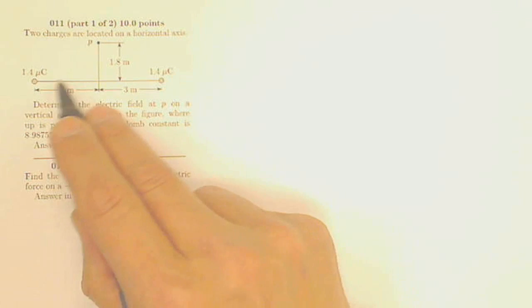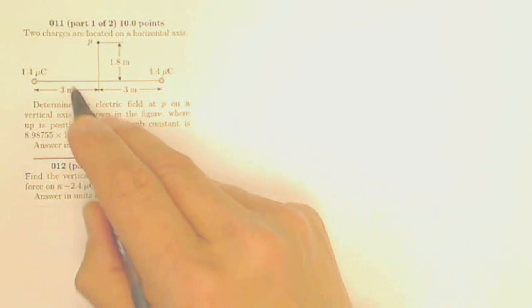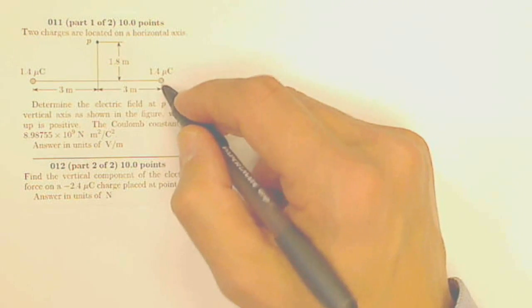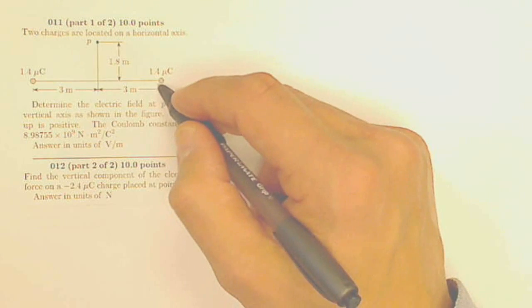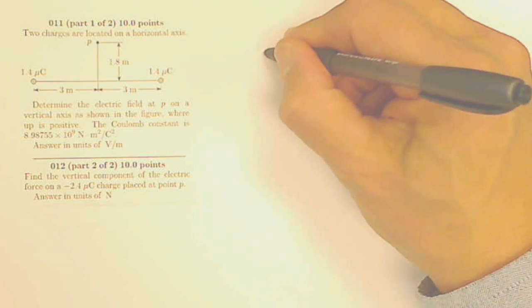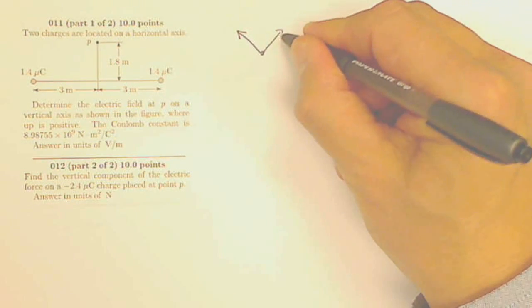Well, I've got this charge and this charge. Luckily, I've got the same distance. Hopefully you do too. So this is 3 meters, this is 3 meters, this is 1.8 meters. So I know that this charge will create an electric field in this location pointed at some angle up that way. But since this is symmetric, I know that this charge is going to do the same thing up that way. So what I'm going to wind up with is, at that point, an electric field in this direction and an electric field in this direction.